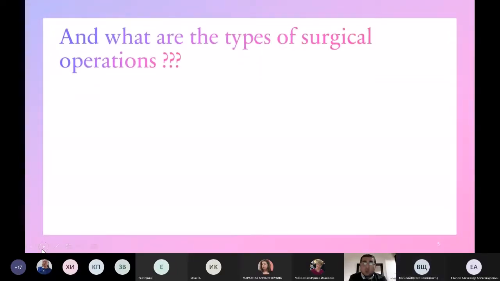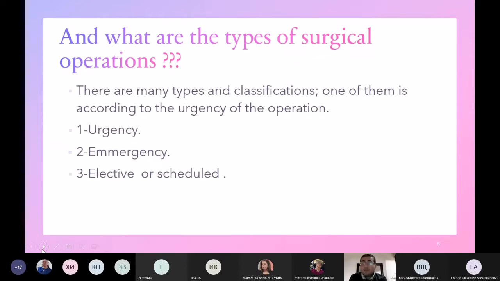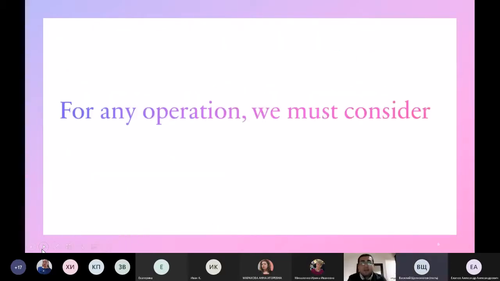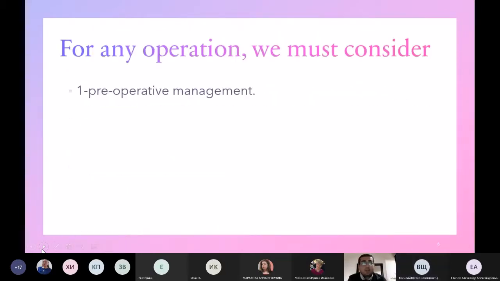And what are the types of surgical operations? There are a lot of classifications. Now I go for the type according to the urgency of the operation. We have urgent operation, which is a must or life-threatening operation; emergent operation, which must be done within 6 to 12 hours; and elective or scheduled operation, when we give the patient time to come with his investigations for us in the inpatient clinic.